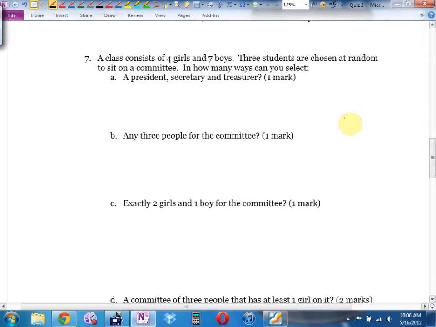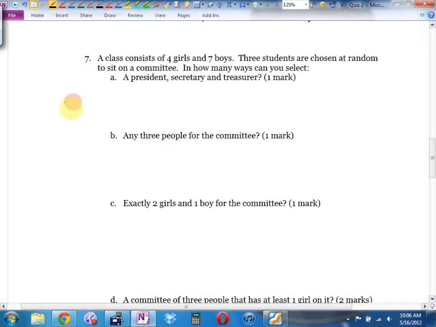I like number 7. Number 7 is a nice question. There's going to be some kind of this on your written section, some kind of committee question. So a class consists of 4 girls, 7 boys. 3 students are chosen at random. How many ways can you select? Now, A, when it says a president, a secretary, and a treasurer, I think that means, Eric, the order that you're picked matters, because there's different titles for each position. It's a permutation.